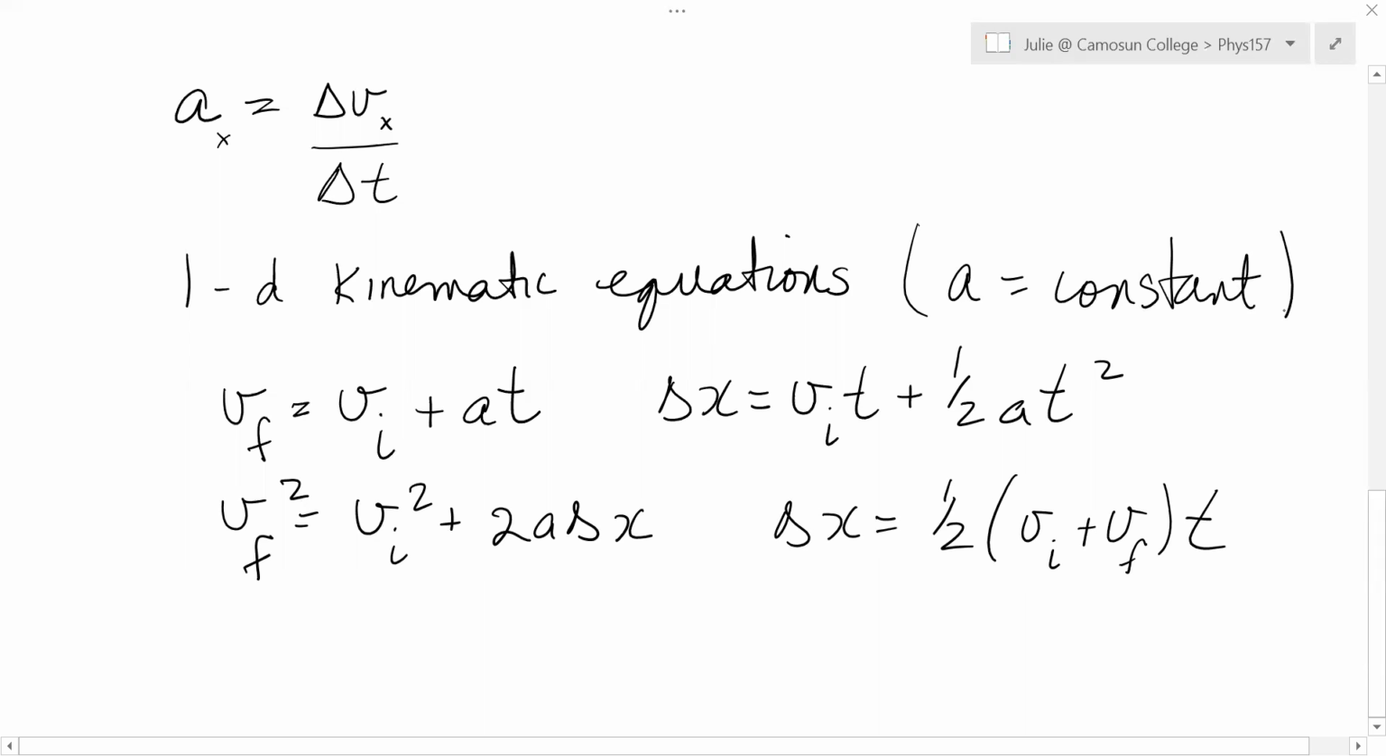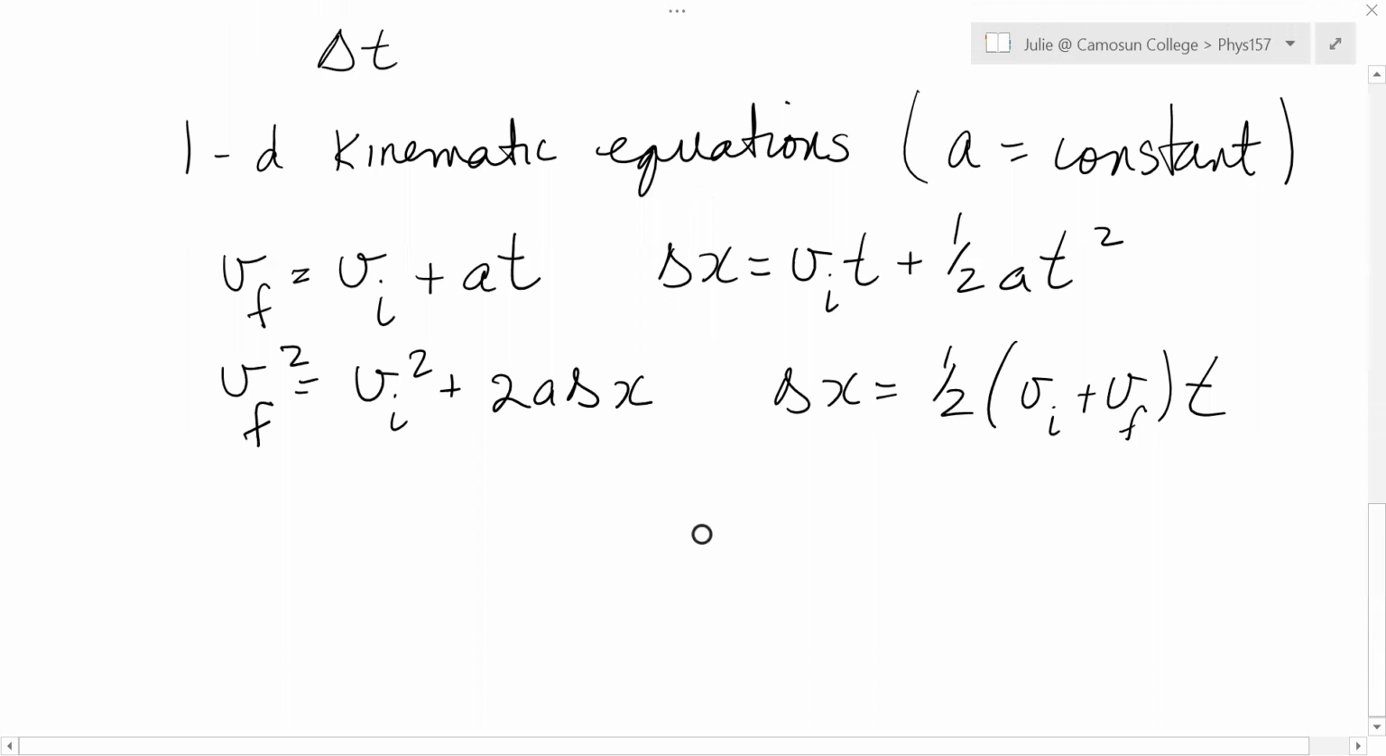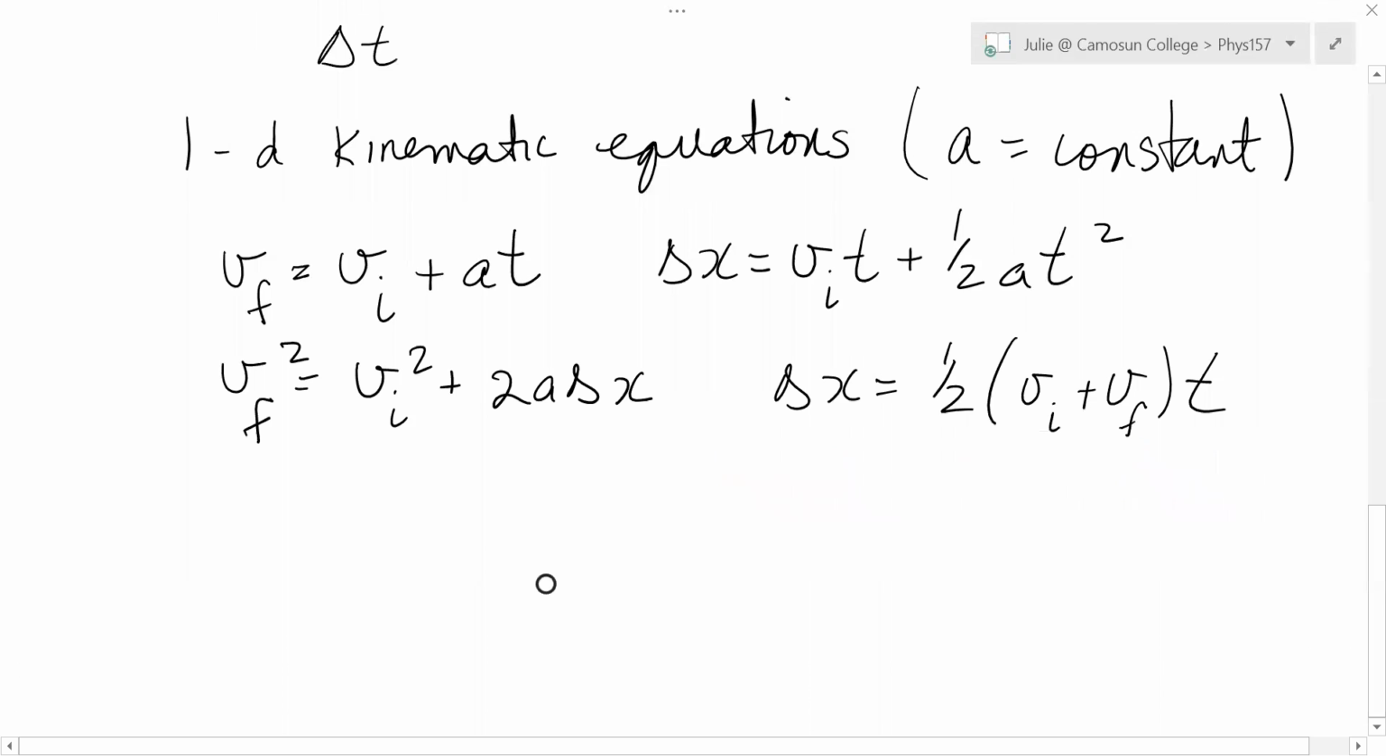So if it's a multi-part trip, you must break it into the parts where the acceleration is constant for each part. Okay, and you'll have a few examples to look at in the PowerPoint slides, and then you'll have some questions on Mastering Physics where you'll be asked to use these equations to do some calculations.